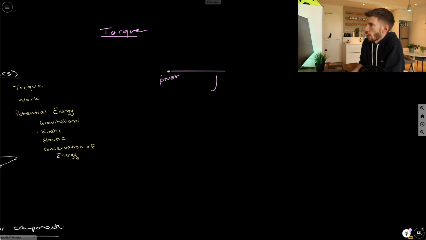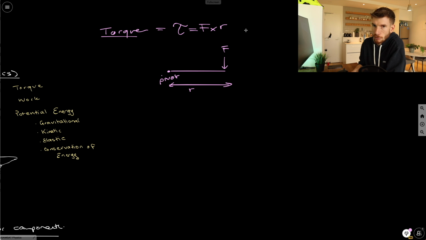What that means is that if I apply a force at the end here, and let's say this distance is some radius r, and I apply some force F, then my torque, which is usually given the symbol tau, but you wouldn't really need to worry too much about that, is force times perpendicular radius. The key thing is the radius has to be perpendicular.